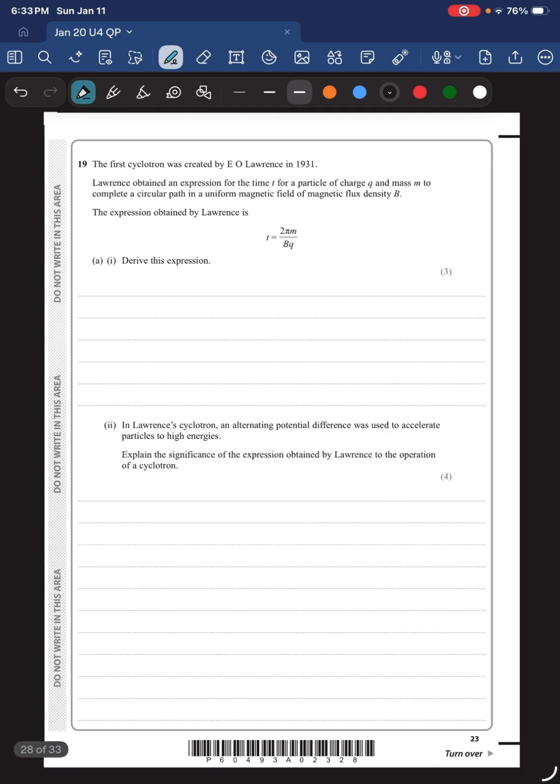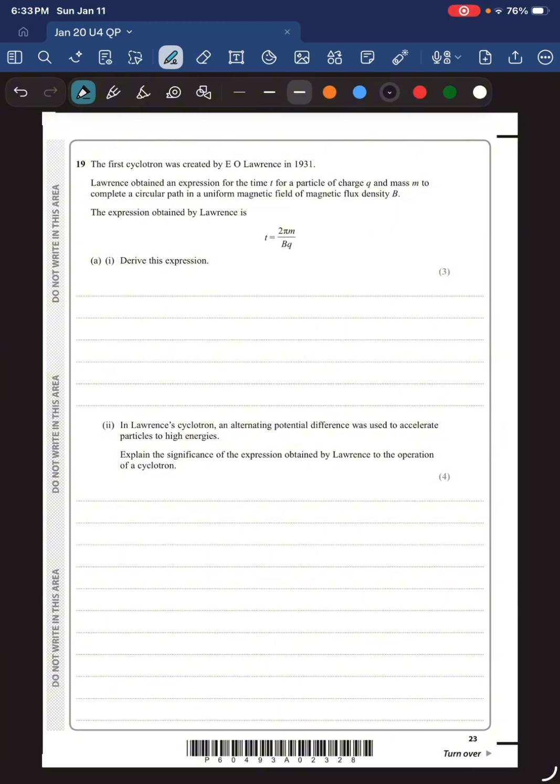Okay, and now question 19. The student who asked me a question on the January 2020 paper asked me about question 19. So anyway, the first cyclotron was created by Lawrence in 1931. Lawrence obtained an expression for the time T for a particle of charge q and mass m to complete a circular path in a uniform magnetic field of magnetic flux density B. The expression obtained is that one. Derive this expression.